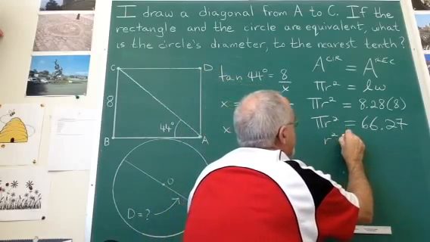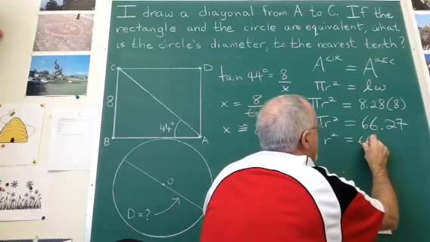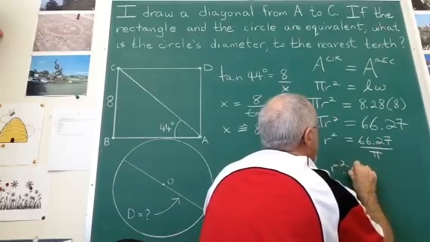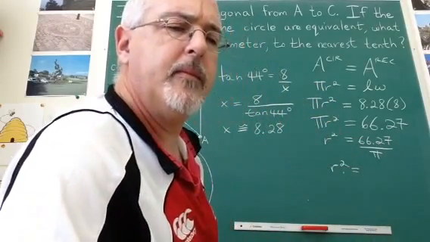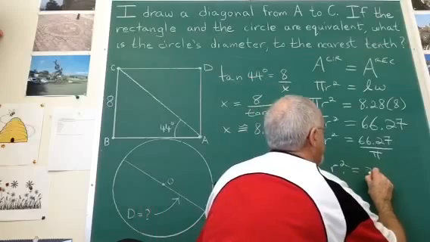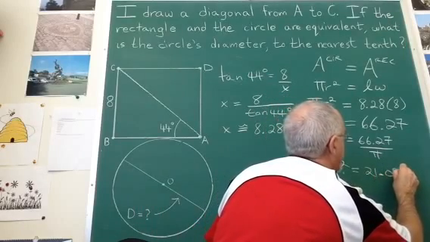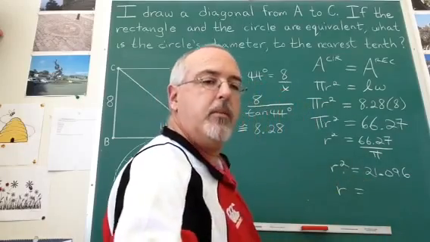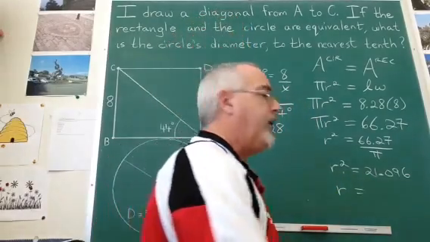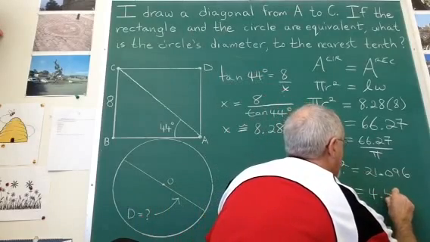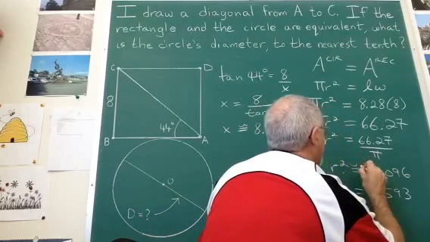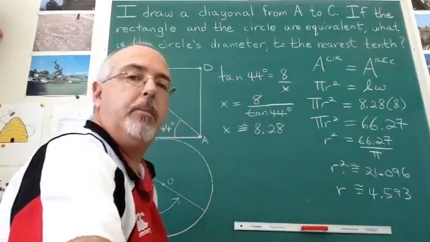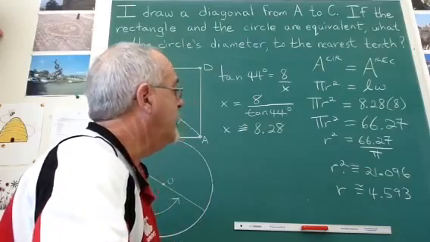And then r squared is going to be equal to 66.27 divided by pi. And that's going to be 21.096. And now I need the square root. The square root of 21.096 is 4.593. And again, these values are approximate because they are rounded off, but I am keeping the exact values in every step in my calculator.